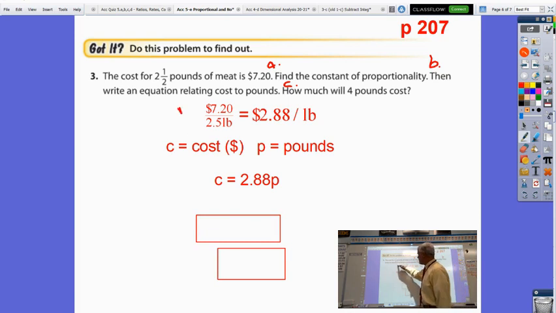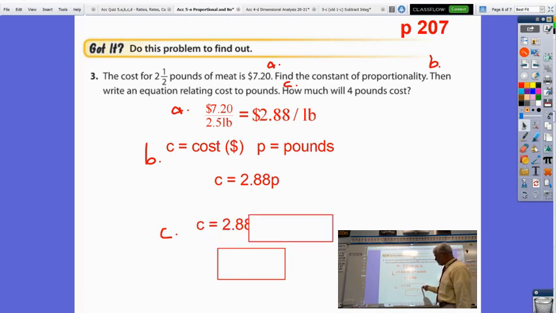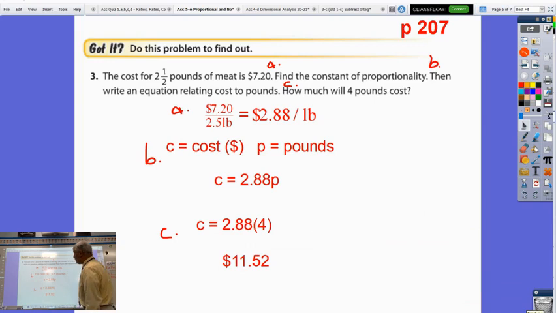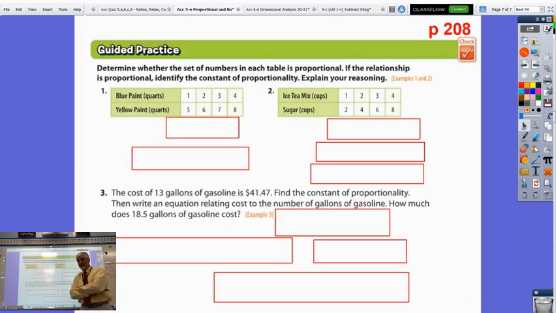Okay, so we did A, what's the constant of proportionality? B, write the equation, including defining variables. C, how much will 4 pounds cost? Substitute 4 in for P, and you get that 4 pounds will cost $11.52. Okay, that's it. That's the lesson on proportionality. What is the constant of proportionality? Is it proportional or not? Define variables and write an equation. Okay, so 3 got it problems.